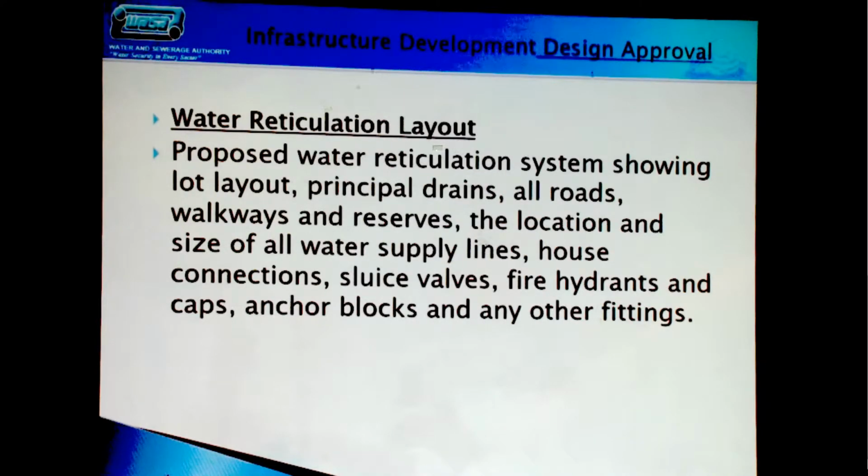You show the layouts, the principal drains, the roadway, the walkway, the reserves, the location and size of all your proposed water lines, the existing lines and so on, valves, hydrants, caps, anchor blocks, whatever is required to have the water reticulation system approved as per the WASA standards, right?